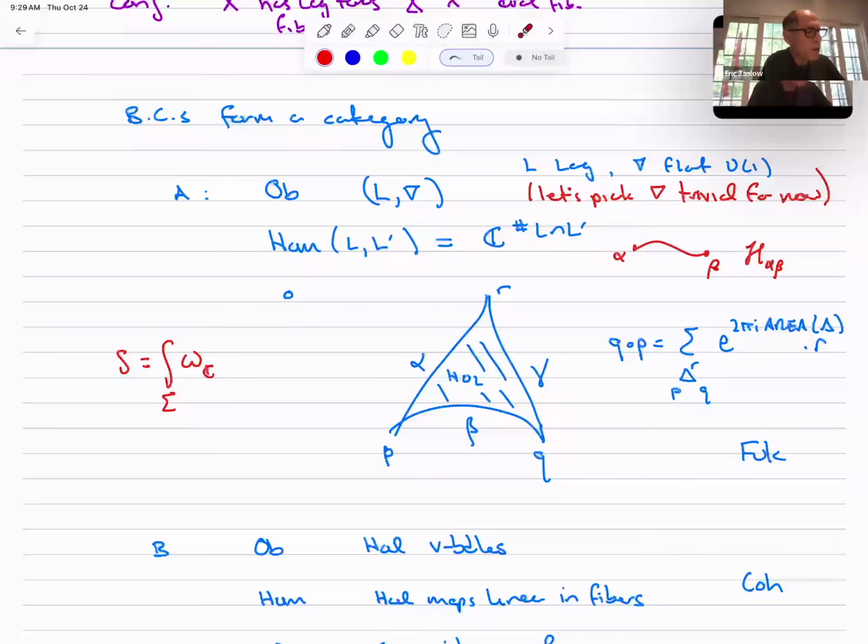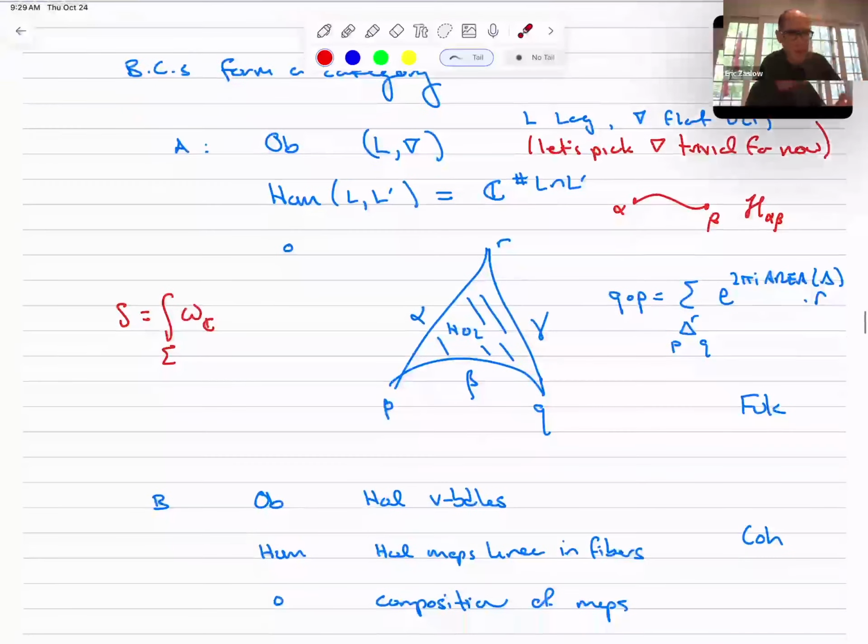On the B side, there was another category, and it was something that was sensitive to the complex structure. Remember, the B side was the complex plane quotiented by a lattice. So you have still the complex structures. You can use complex coordinates, and for the different lattices, there's no complex analytic map relating those coordinates.